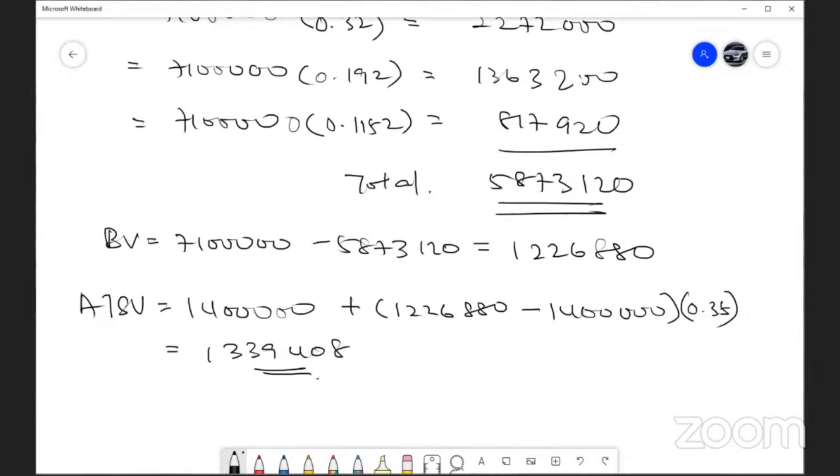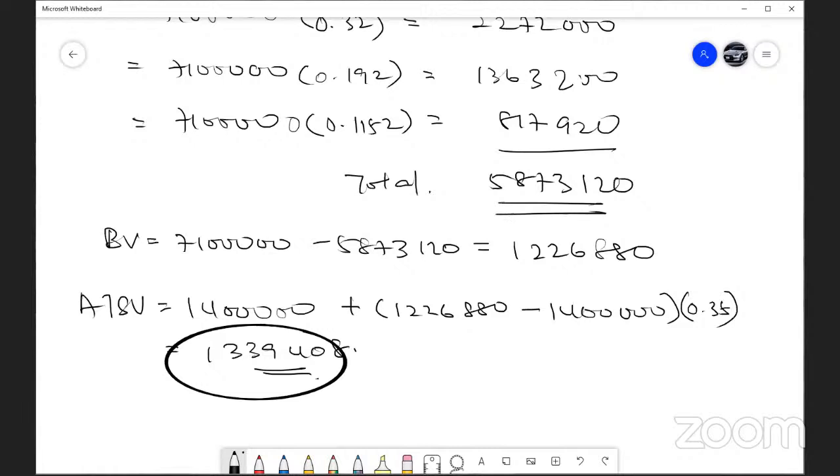1339408. This is the only thing they want you to find. They want you to find this only. 1339408. No need to find NPV, no need to find IRR. Very simple. So you just stop here.